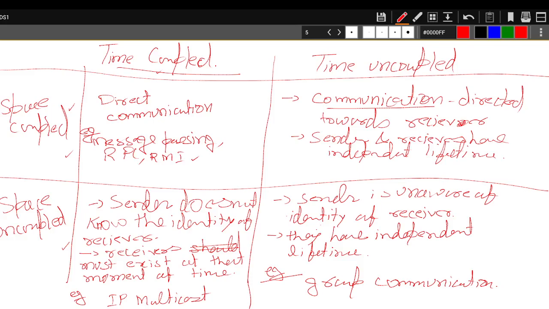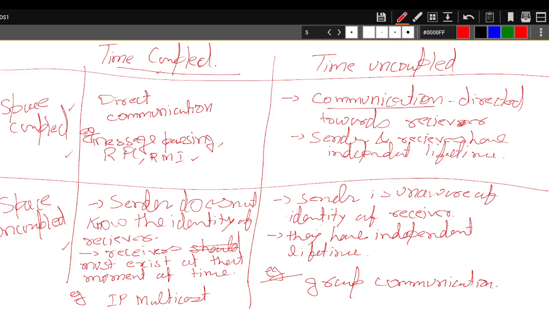Now, if in your distributed system, for certain communications among certain processes, you need a system which is space uncoupled and time uncoupled, then you can go for group communication, implementing it among these nodes or processes. There are certain members of the group. They can join or leave the group. Some process can send a certain message to all the group members.